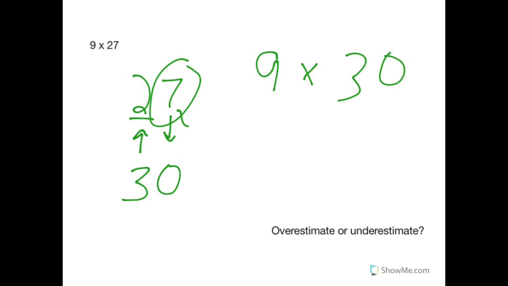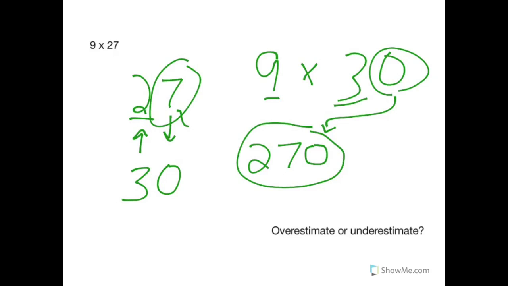And we know an easy way to do it is to look at it like this. 9 times 3 is 27. I've got one more 0 to bring down. So my estimate is 270. Now, is that an overestimate or an underestimate? Well, since we actually multiplied by a higher number, we've overestimated, because 9 times 27 would actually be less than 9 times 30. So the actual answer would be less than 270. In this case, we did overestimate the answer. We made it a little bit higher than it needed to be.